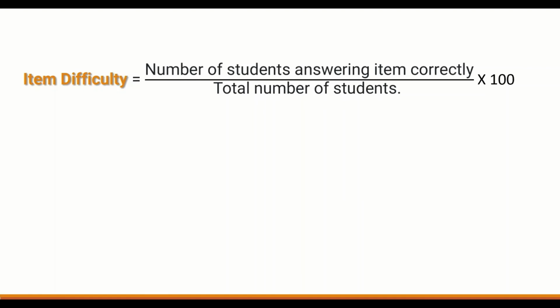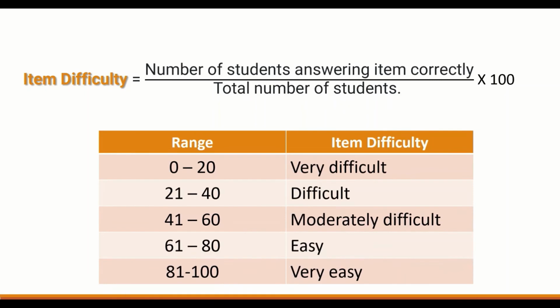Count the number of students answering the item correctly, divide that by the total number of students, then multiply the product by 100 to generate the item difficulty. The table below classifies the questions according to the value of the item difficulty.